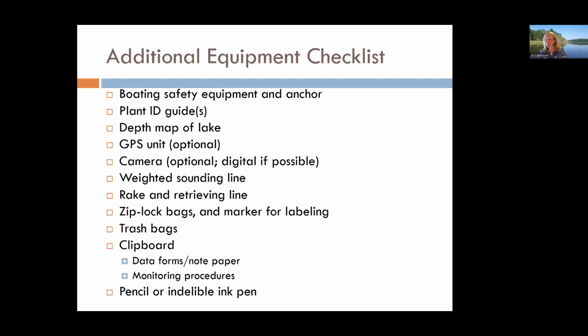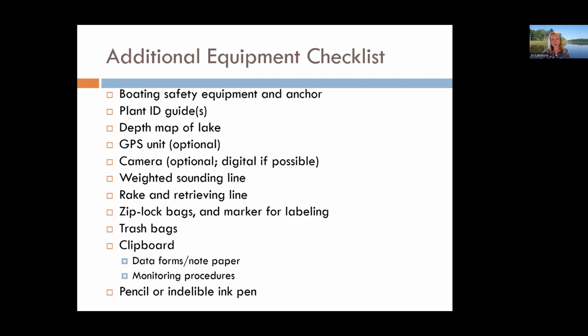Of course, you have to bring some stuff too, like your boat, safety equipment, flotation devices, and an anchor. Anchor is important because you want to be able to sit still when you're sampling certain spots on your lake and not get blown around by the wind and the waves. Bring whatever plant identification guides you like. Obviously, we provide you with some, but you may have other books or guides that you like.